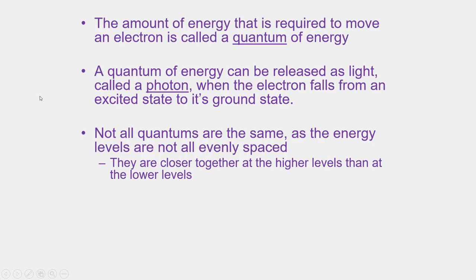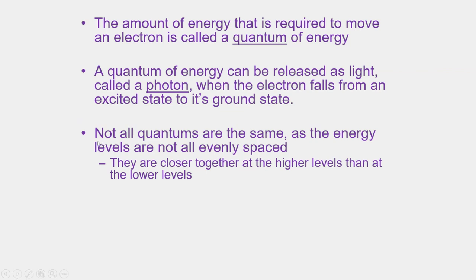A couple more terms that we need to know. So the amount of energy that is required to move that electron is what we call a quantum of energy, and you can have different values for that. As we saw when you had a little bit longer trip back, you got a different color or a different amount of energy. That quantum of energy can be released as light, which we also call a photon. Remember, photo means light, so photon is light. And that again happens when the electron falls from the excited state to its ground state.